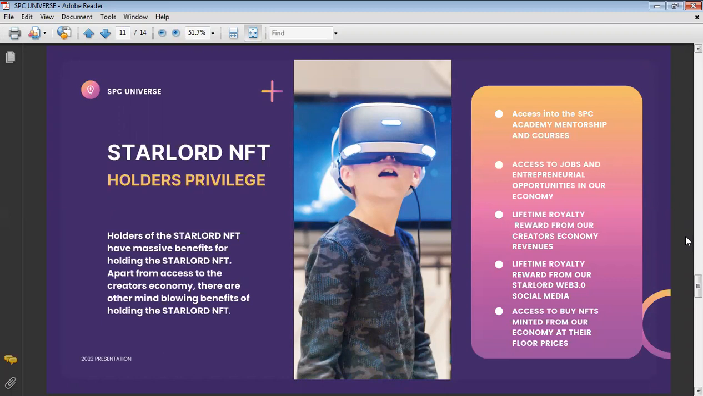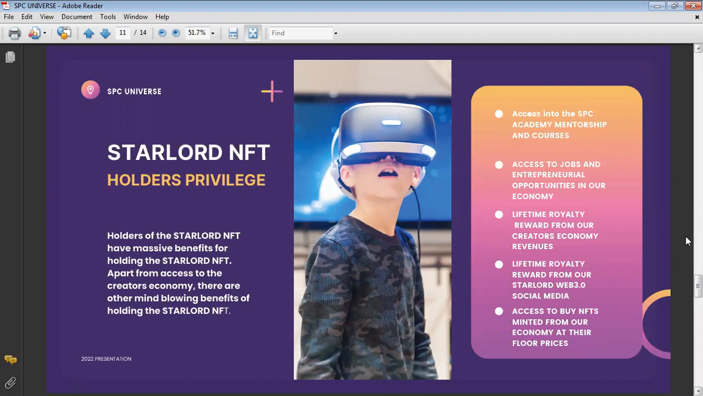Also, lifetime royalty reward from our Starlord social media, where people use social media. As our social media is also set up, we're also going to be having massive revenues from there, and we're also going to be taking out a percentage as lifetime royalties to always bless whoever is holding the Starlord NFT at that moment.